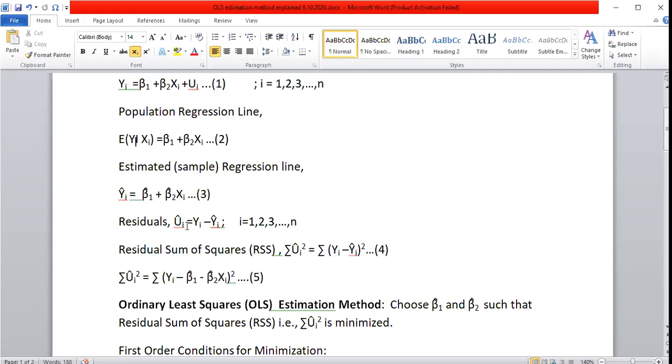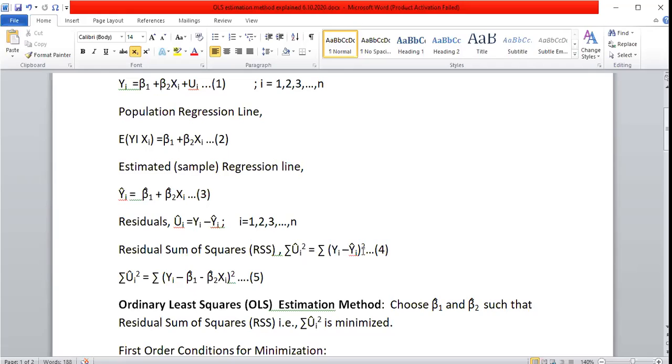Square all the residuals. You get rid of all negative signs, because some residuals are positive and some are negative. You square all of them and add them. So residual squared summation. That's why it's called the residual sum of squares, RSS. Summation ui hat squared. That means square this y minus y hat, the residual, and add all the residuals. i goes from 1 to n.